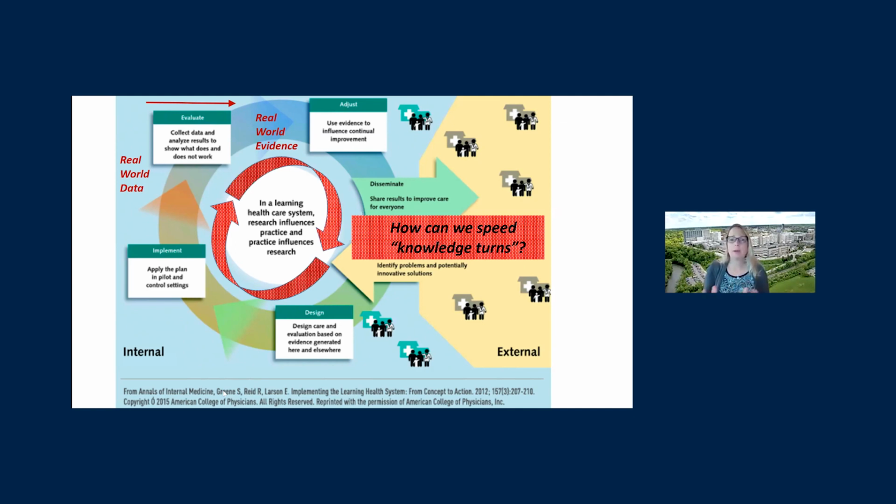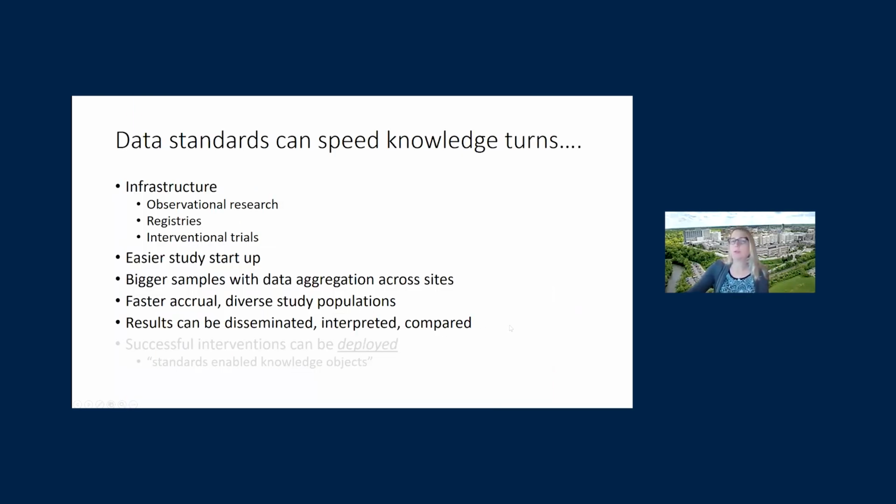And I think there's all kinds of collaborations in terms of what to study, how to study, where to study. But I offer that data standards are one key infrastructure to really move those knowledge turns forward. And just to highlight this thought, I think most folks would not object to this idea of data standards speeding knowledge turns, but it could certainly give us a common infrastructure for both observational and interventional research, as well as a number of items.